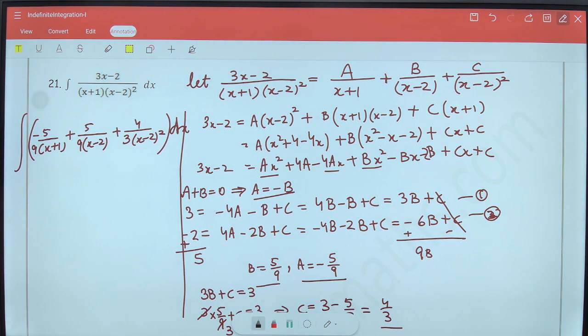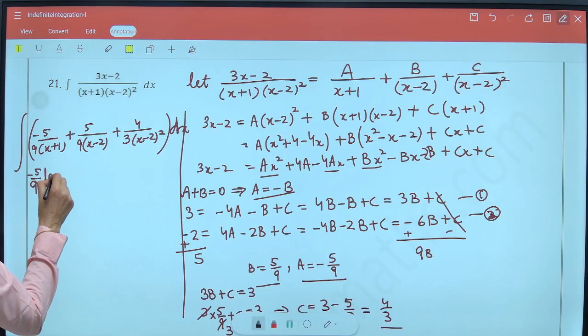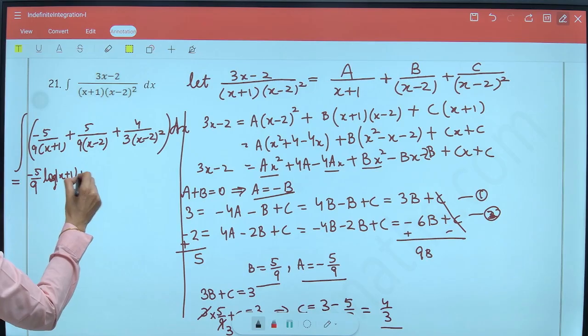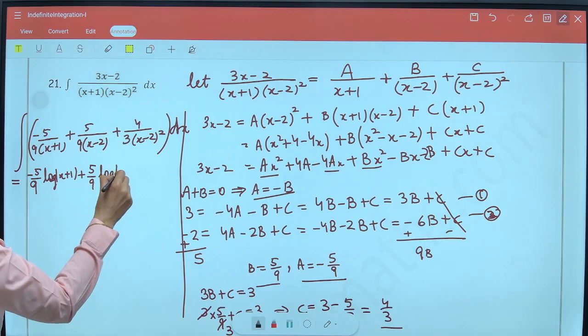Yes, it is easy. Now the question has been reduced to a form that you can easily integrate. What is the integral of the first partial fraction? It is going to be minus 5 by 9 log of x plus 1. Yes, integral of the second term is 5 by 9 log of x minus 2.